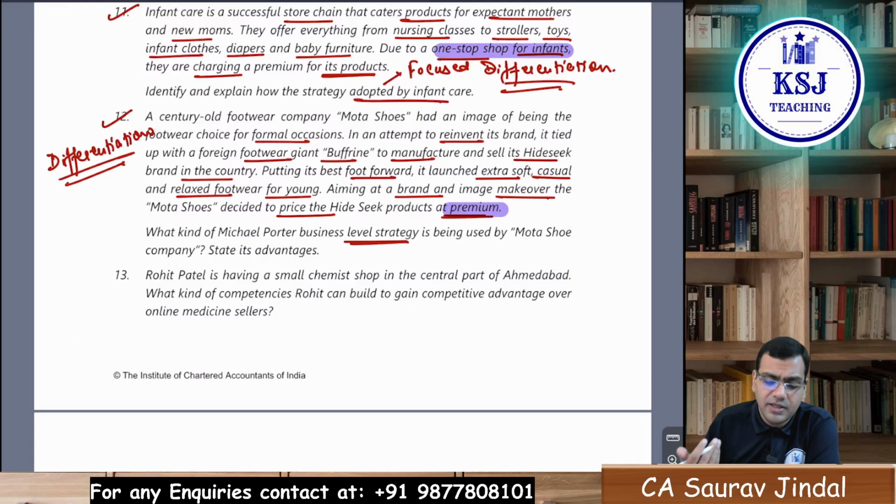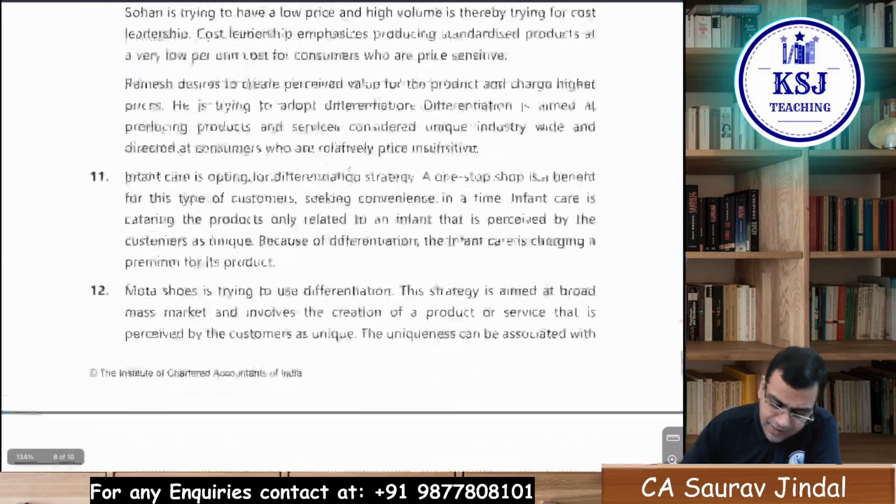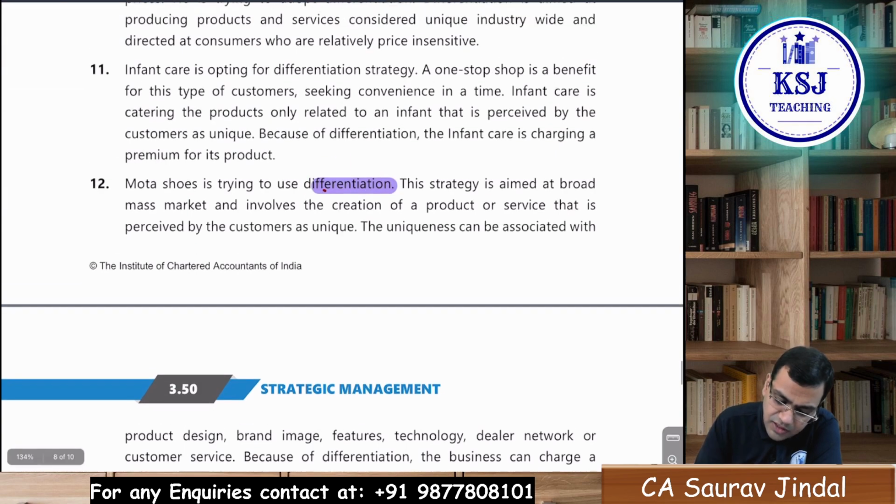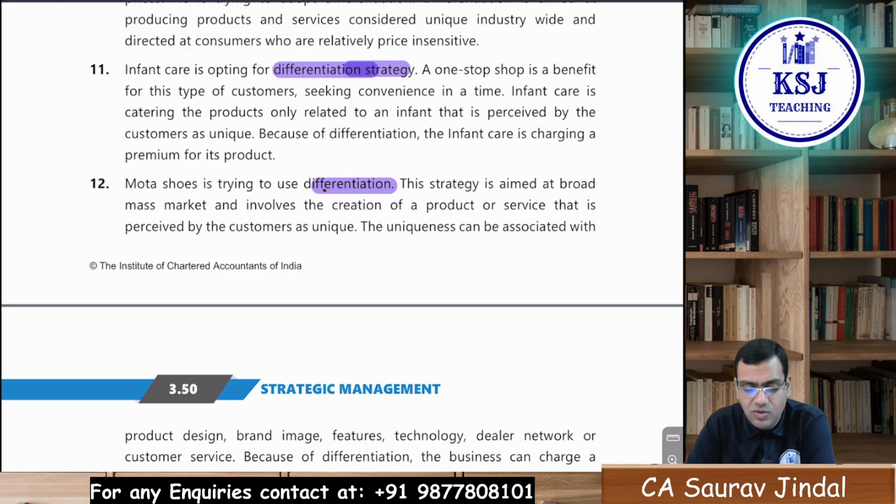Then you will explain the differentiation strategy. Exactly, that is what they have done here, right? They are using differentiation in the first, in the 11th also they are saying differentiation. I will say there we can go for the focused differentiation also, right? Because shoes a wider audience will buy, whereas in case of infant care, only the new moms or those who are having small children will go for it. So in the 11th we can use the focused differentiation, whereas in case of the 12th it will be a differentiation strategy.